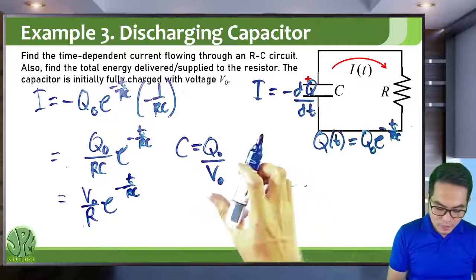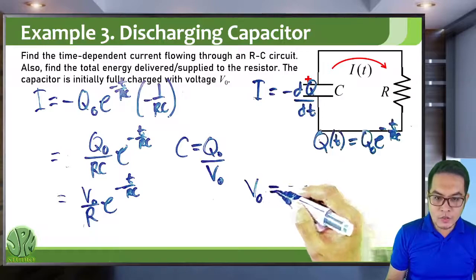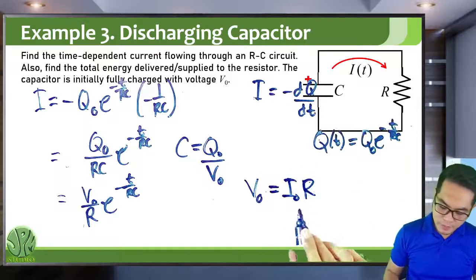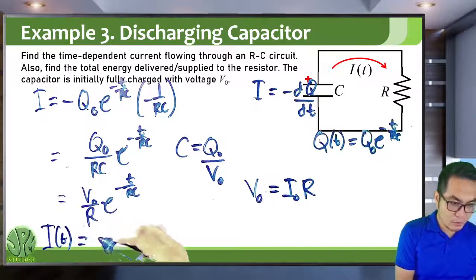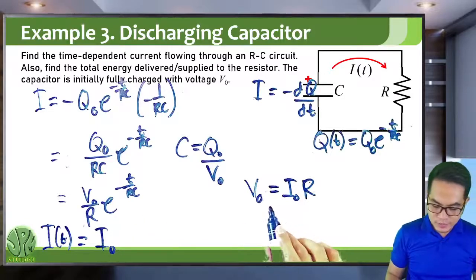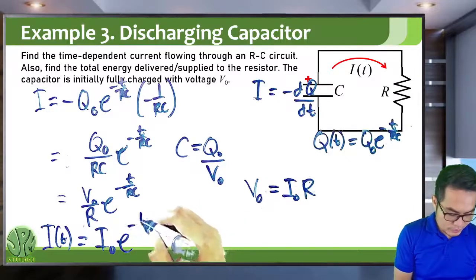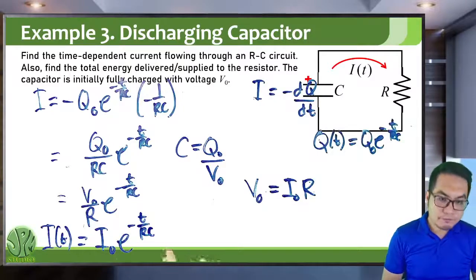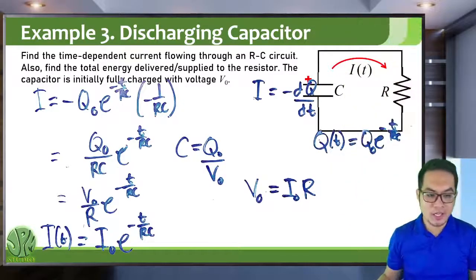And V naught over R, the initial voltage, will result in an initial current, so I naught is V naught over R. So the time dependent current is equal to the initial current, V naught over R by virtue of Ohm's law, times e to the negative t over RC. This is the time dependent current. It decays exponentially, a very fast decay.